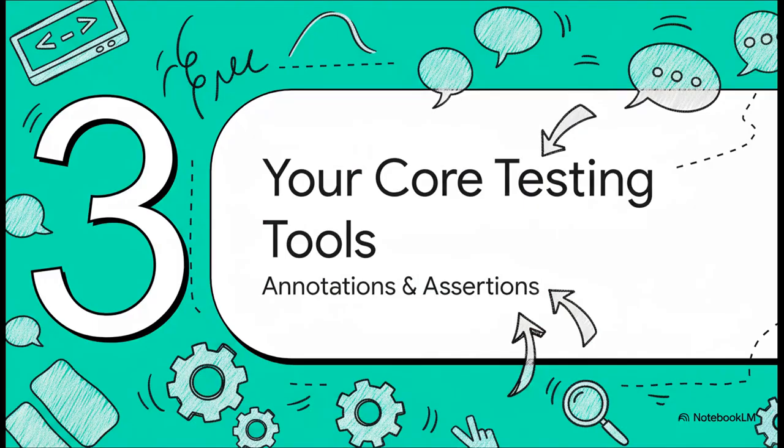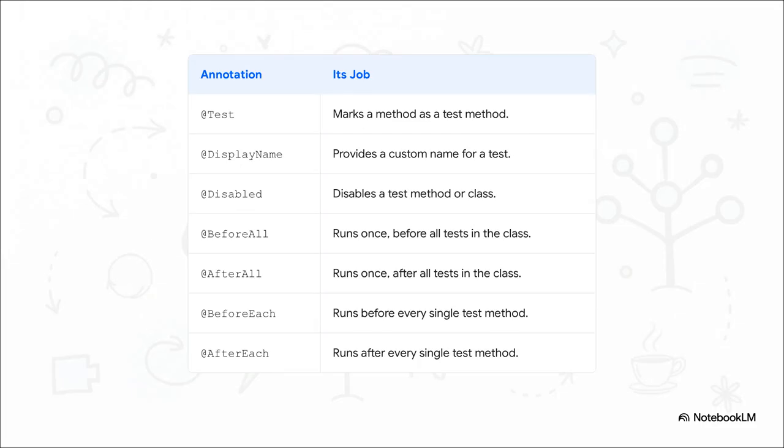All right, let's get into the stuff you'll be using constantly. We're going to start with annotations, which are basically just special labels you pop into your code to tell JUnit what a specific piece of code is supposed to do. So here's your basic toolkit. @Test is the big one, obviously. It's what turns a normal method into a test method. Then you've got helpful things like @DisplayName to make your test reports easier to read. But the real magic, the real control, comes from the before and after annotations. They let you manage the setup and cleanup for your tests with pinpoint precision.